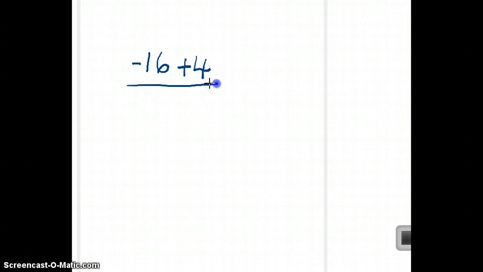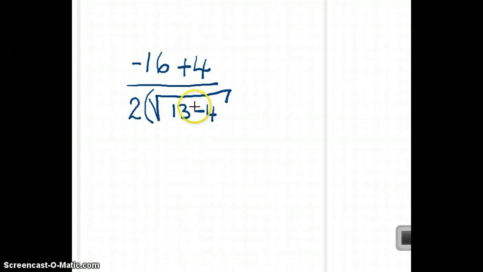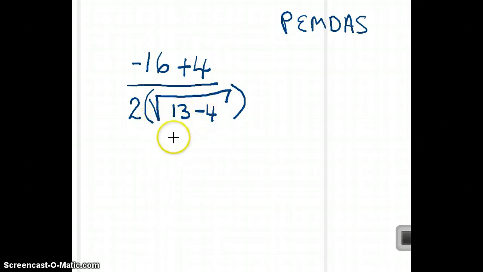Okay, so let's take a look at this problem. I have negative 16 plus 4 divided by 2 times the square root of 13 minus 4. Okay, so PEMDAS. Parentheses. Well, do I have something in parentheses? Yes. Do I have something inside those parentheses? Yes, I have a square root. So let's take care of that.